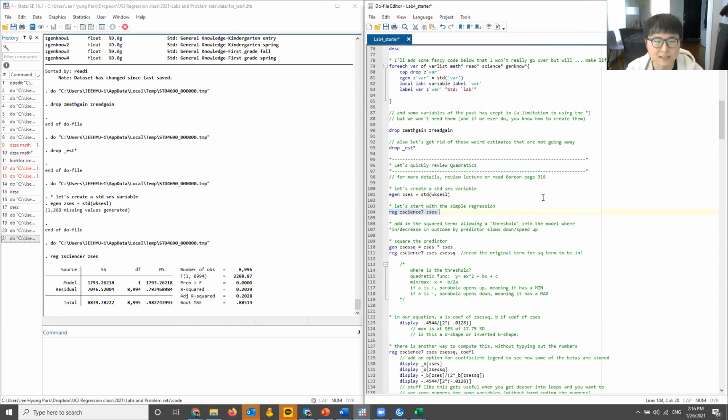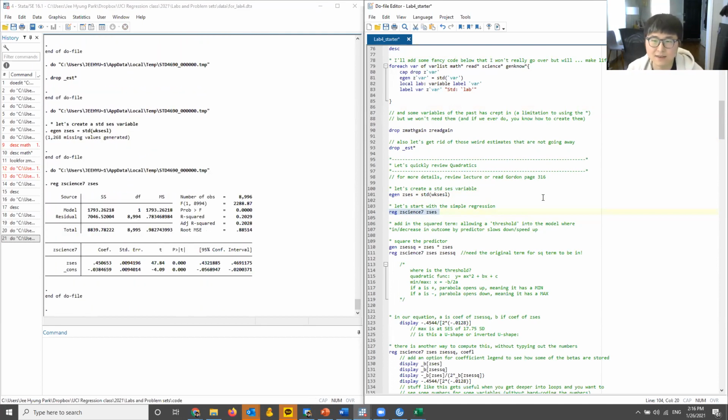This is our simple regression, regressing Z Science 7, which is, I think, 8th grade science test, standardized, on ZSES. And we see that they are significantly related with 0.45, right? So this is kind of review. And now what we want to do is add in a squared term of ZSES, which will basically provide a threshold where you can increase increasingly or decreasingly and hit a minimum or a maximum because it's parabolic.